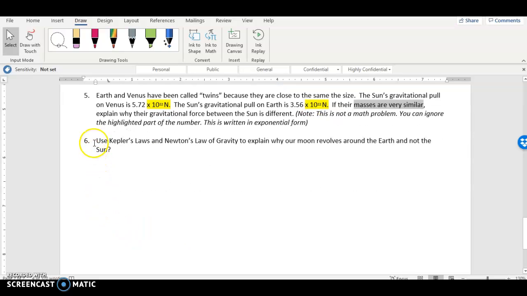And then the last question, question 6, use Kepler's laws and Newton's laws of gravity to explain why the moon revolves around the Earth and not the sun. So Kepler's and Newton's laws are all the laws that we have been learning about throughout this unit. So please use those ideas and concepts to explain this phenomena.